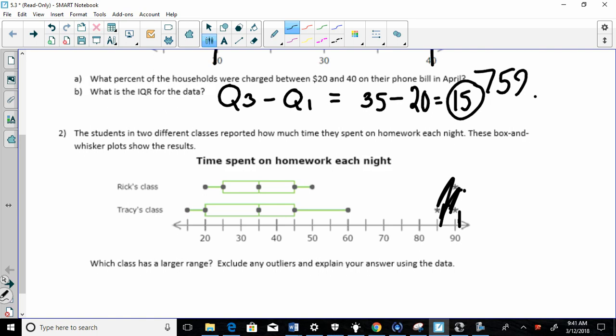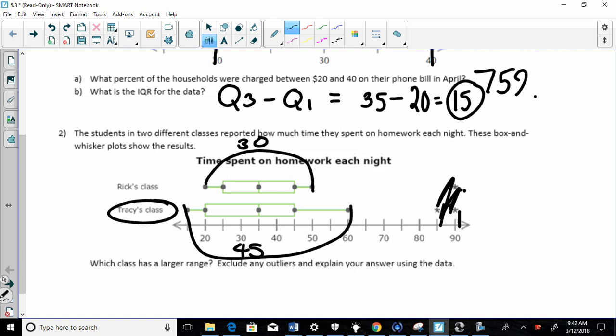We can either subtract the min from the max, or I can figure out, okay, this one goes from 20 to 50. What is 20 to 50? How far is that apart? 30. And this one goes from 15 to 45. How much is that apart? Sorry, I was wrong. It goes from 15 to 60. So 60 minus 15, what do you end up getting? 45. 45. So which one has a larger range? Tracy's class. So remember, it's just your max minus your min.